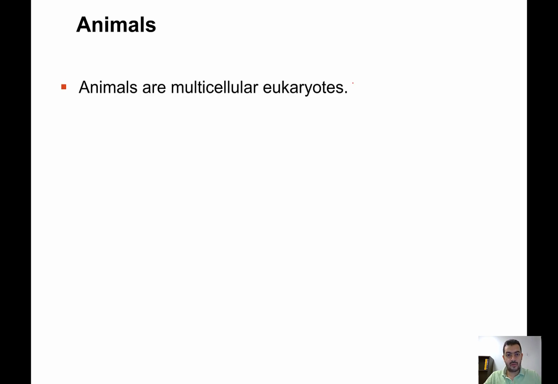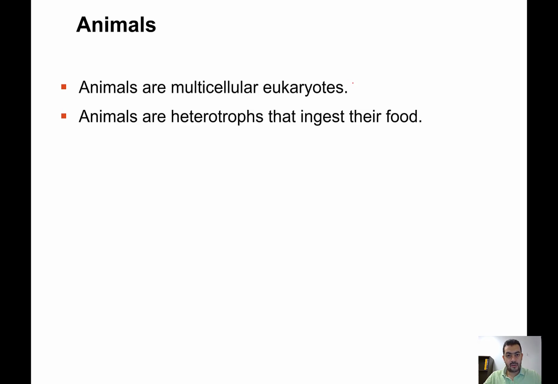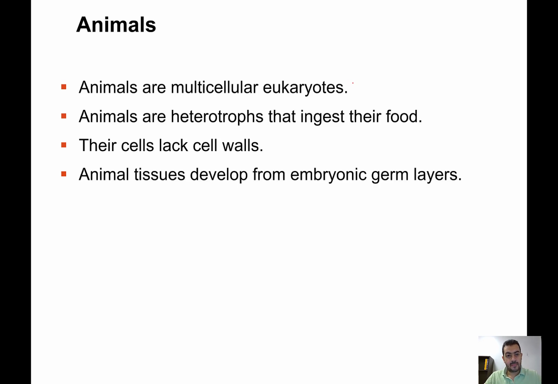They are multicellular eukaryotes. They are heterotrophs that ingest their food, and as you can see, we are starting to create some differences from other groups of eukaryotes, for example fungi. Fungi are also heterotrophs, but they absorb their food. Animals lack cell walls, and this is different from fungi, which have chitin cell walls, or from plants, which have cellulosic cell walls.